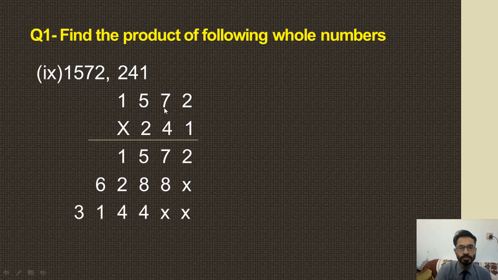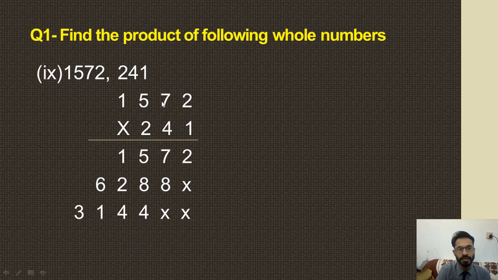After that, we will multiply 2 with the above numbers. Before multiplying 2 with the above number, first we will put 2 cross signs. First cross sign under 2 and cross sign. Next cross sign under 7 and 8. After that, we will multiply 2. 2 multiplied by 2, 4. We will write 4 under 5 and 8.